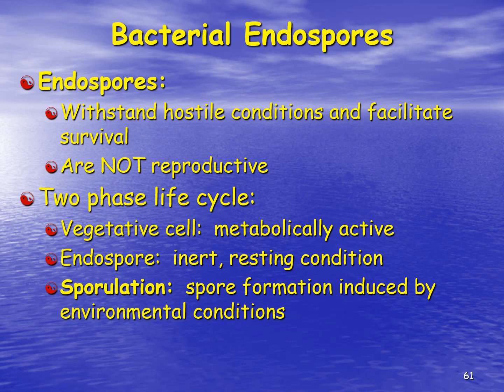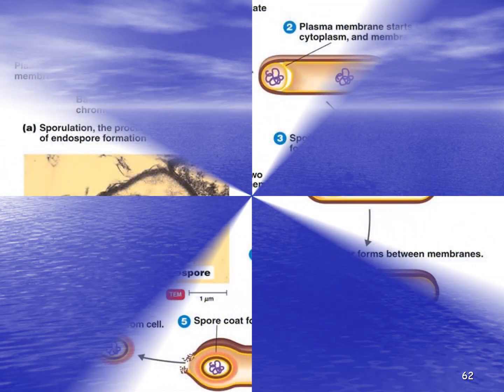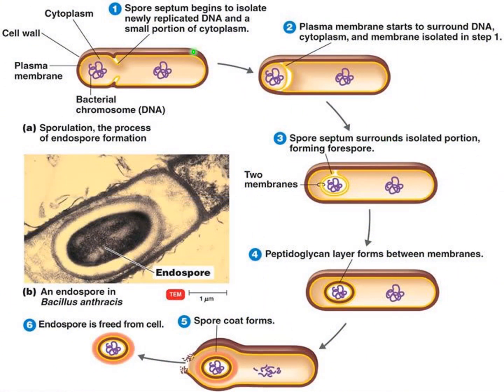Sporulation is when the spores form, induced by environmental conditions. So here's what happens. If the environment becomes hostile, these spore formers will make a copy of the DNA and then begin to form a protein coat around the copy of the DNA. The plasma membrane starts to surround the DNA. The spore septum then surrounds the portion, and basically this becomes a double membrane structure. We then lay down peptidoglycan around it, and we form the spore coat.